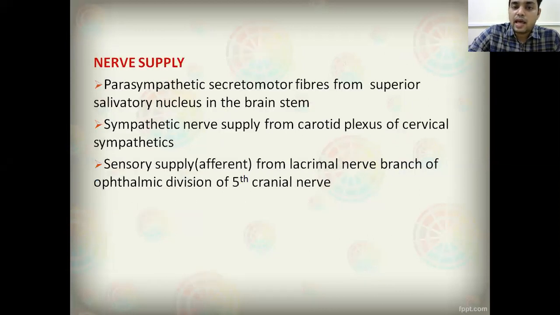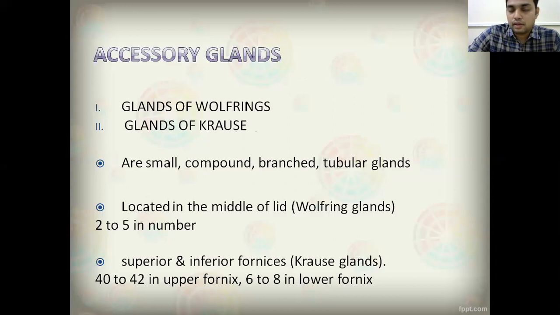So this is about the lacrimal gland, which is the main lacrimal gland, where there are two other accessory lacrimal glands present, which we call the glands of Wolfring and the glands of Krause. These are accessory lacrimal glands, which have the same function as the lacrimal gland, but these are very small in size and they secrete a much lesser amount of tears.